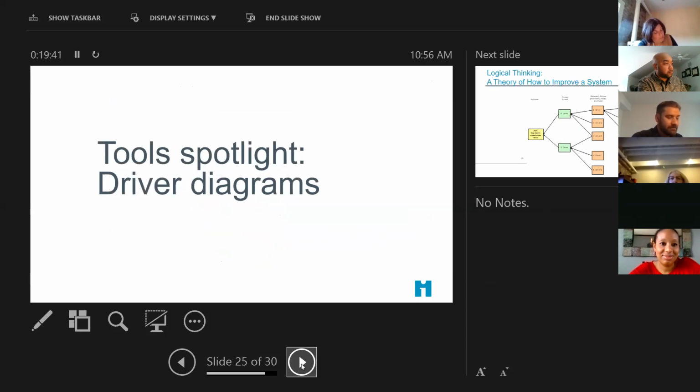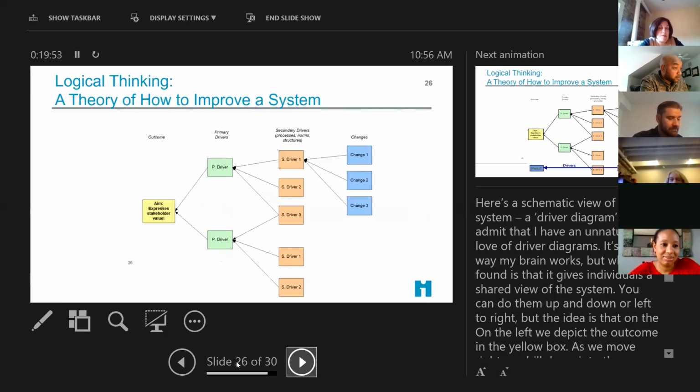So one tool that really helps us identify this, I told you that our work is strengthened. We learn more when we put our best guess out there about what it will take to improve, and then we revise it as we go. And so driver diagrams are a really useful way to do that.